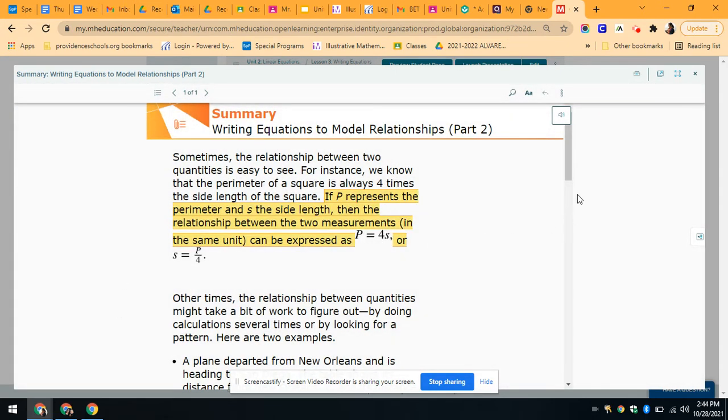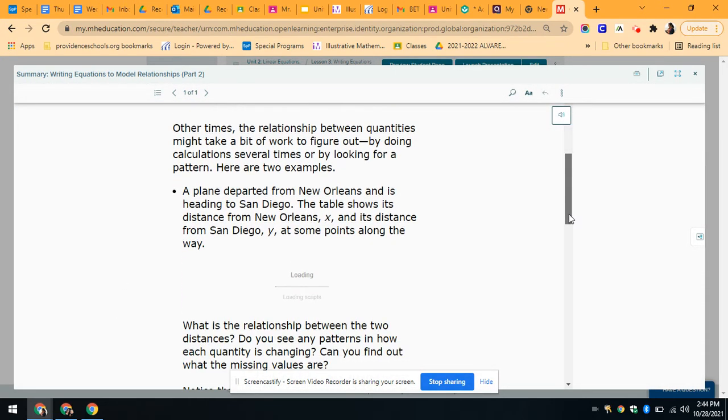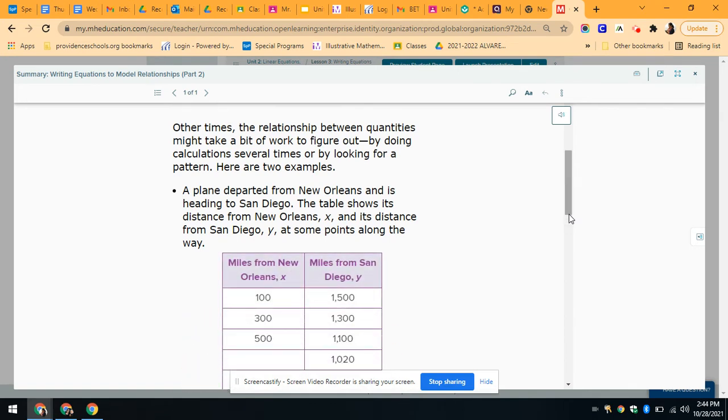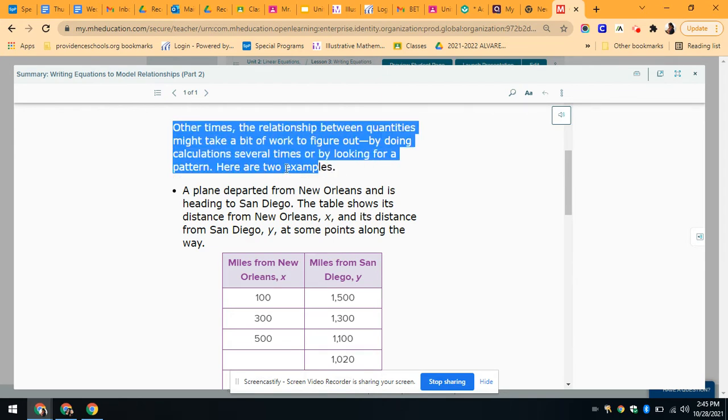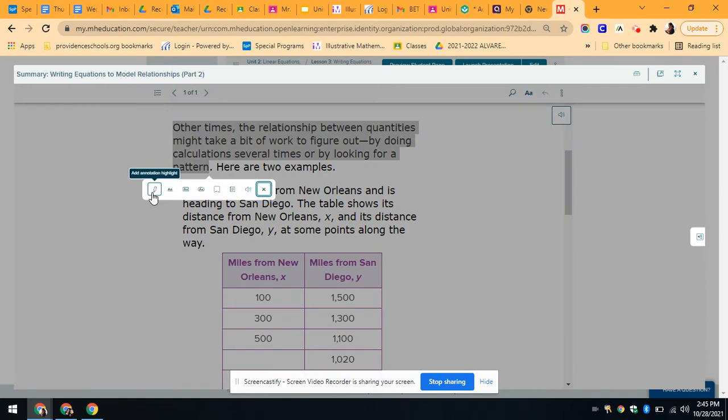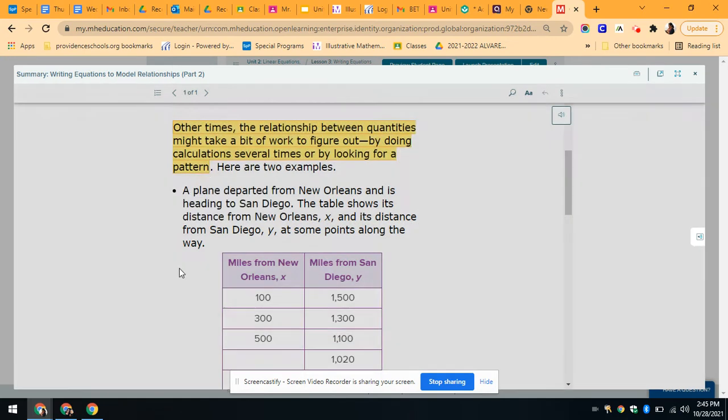Okay. Other times, the relationship between two quantities might take a bit of work to figure out by doing the calculation several times or looking at a pattern. Here, in this one, let's highlight it because you will have to look for a pattern. That's what this whole lesson is about. There's a pattern to figuring out what the answer could be.